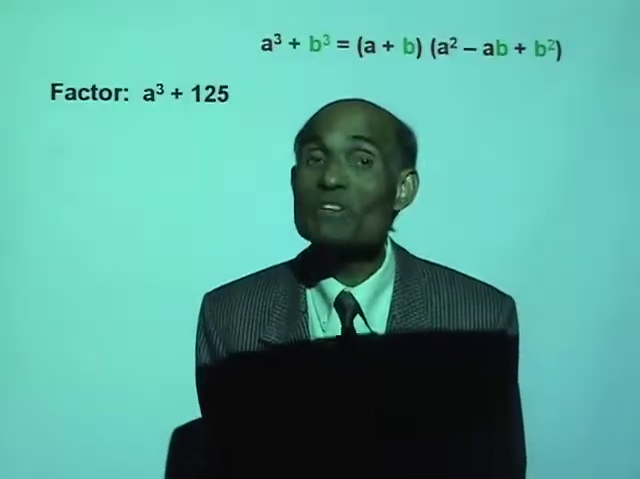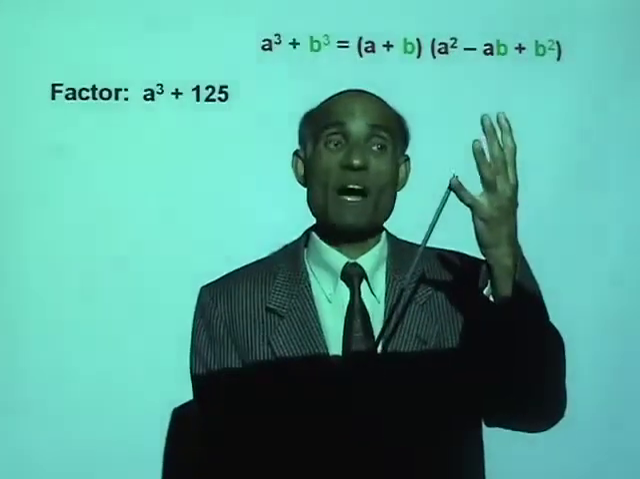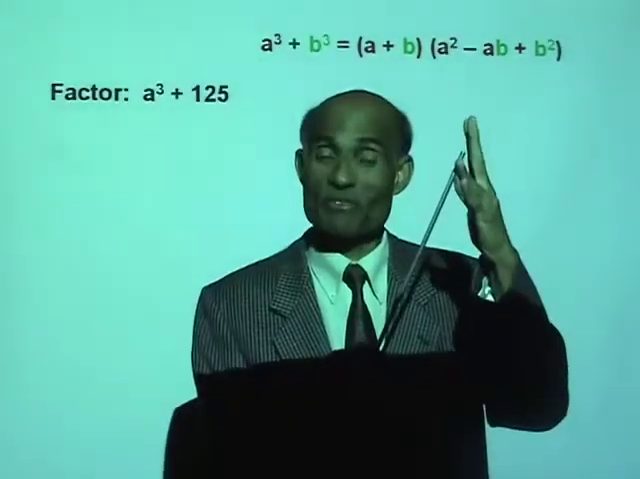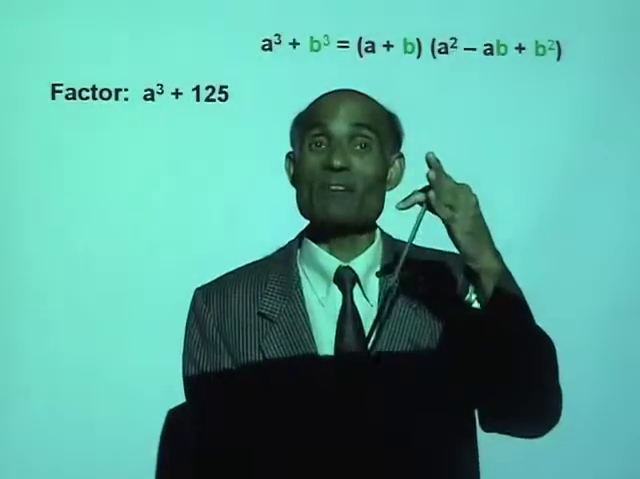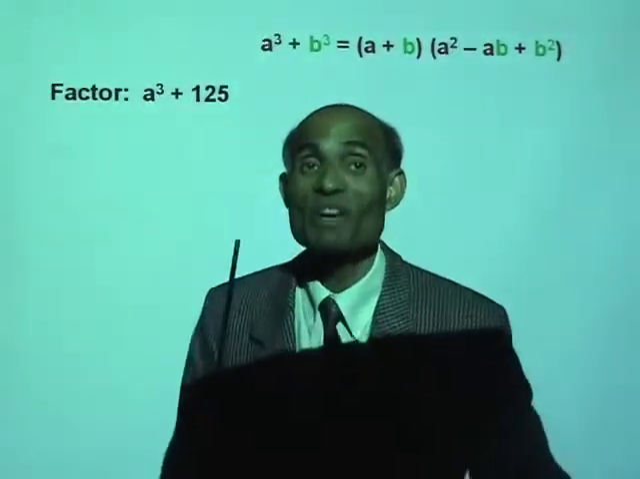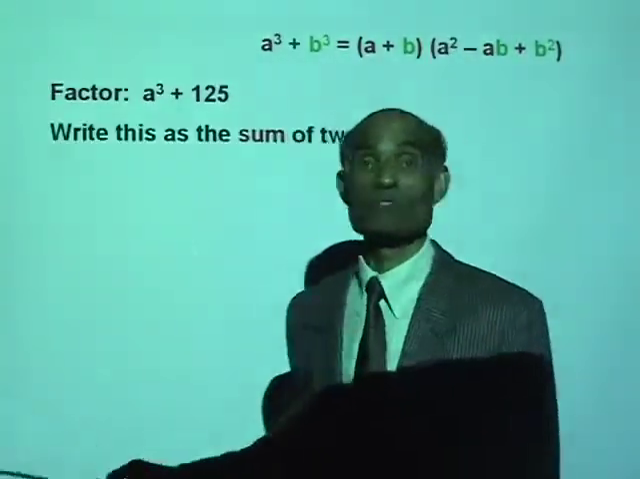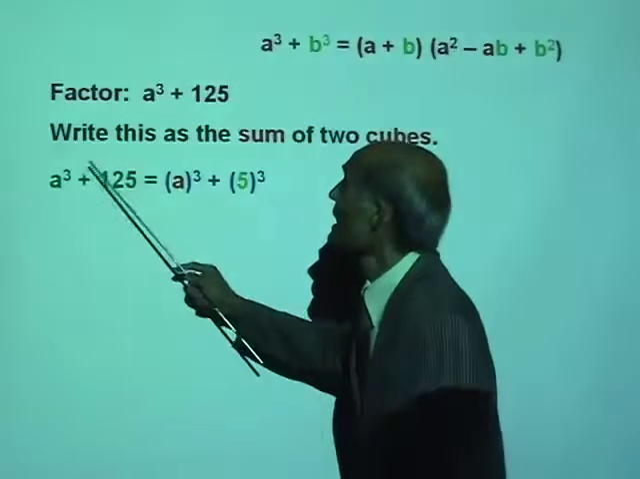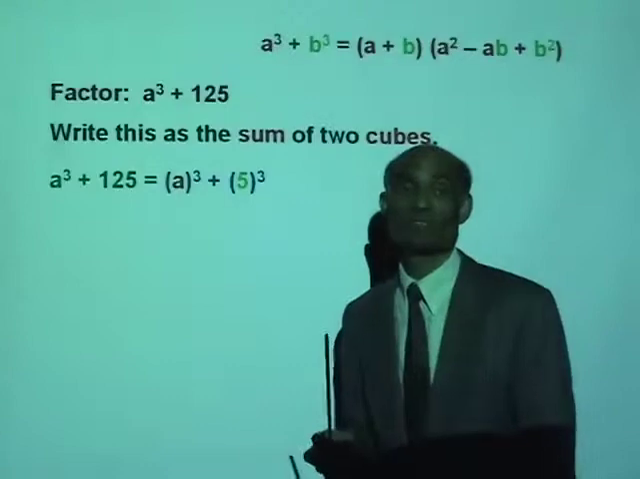Well, I have actually given that to you early. We have talked about it. Look at this. 5 times 5 is 25. 25 times 5 is 125. So 125 is 5 raised to the power of 3. So this can be written as a cube plus 5 cube.